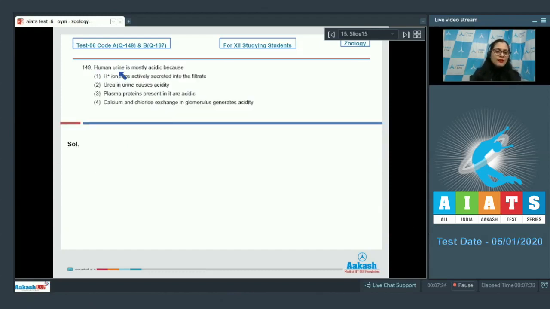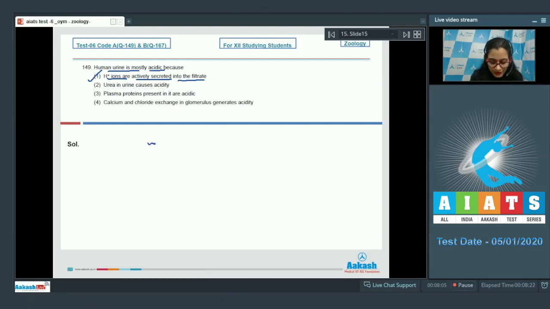Question number 149. Human urine is mostly acidic because, and the options given are, hydrogen ions are actively secreted into the filtrate. The next option is, urea in urine causes acidity. Third option given is, plasma proteins present in it are acidic. And the last option is, calcium and chloride exchange in glomerulus generates acidity. And the correct answer to this question is option number 1. Human urine is mostly acidic because hydrogen ions are actively secreted into the filtrate.